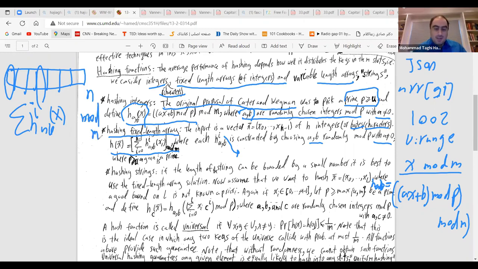So that's the idea that you can do. In some sense, this is the way that in some applications, you may want to do your own hashing. That's the way that you can do that. This is the hash function. Now, what about hashing strings?